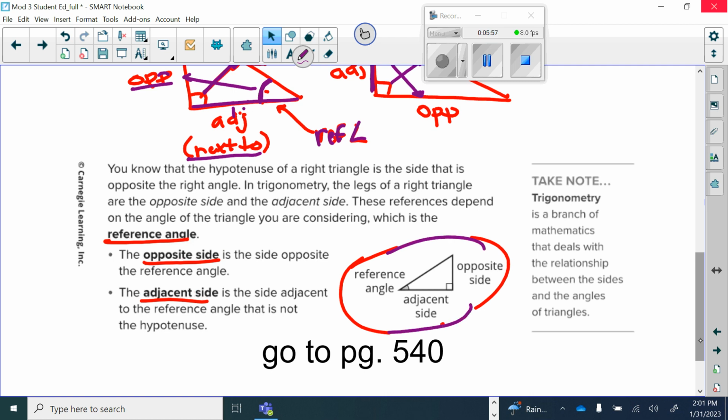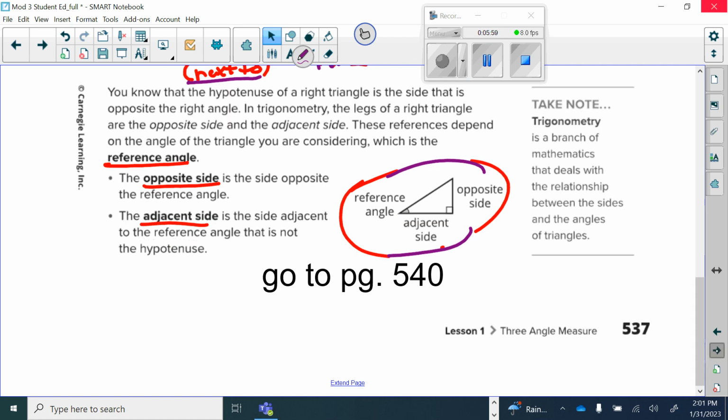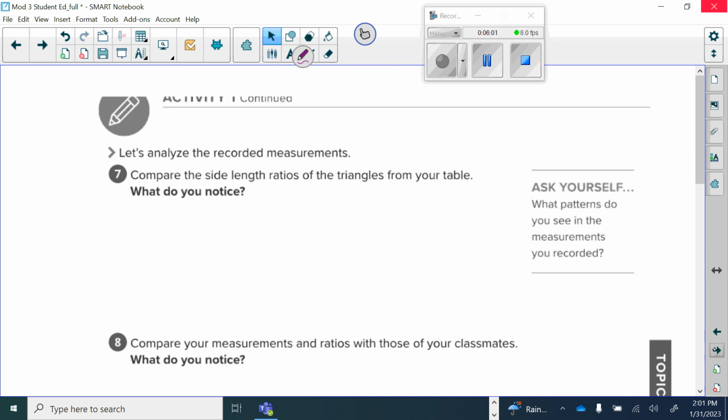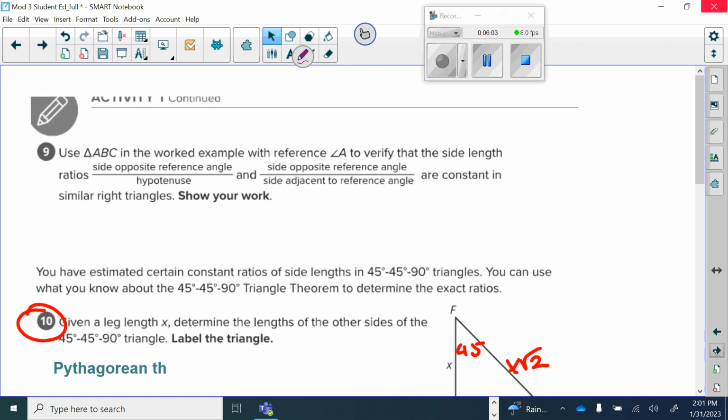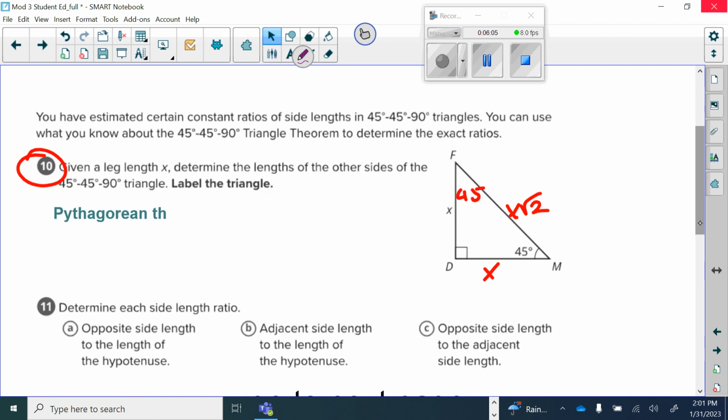All right, now go to page 540. Okay, number 10 here. We already went through and showed why we had 45, 45, 90, x, x, and x root 2. We did the Pythagorean theorem to show that beforehand. I went ahead and did it in the earlier one, but could have done it here if I hadn't done it there already. Okay.